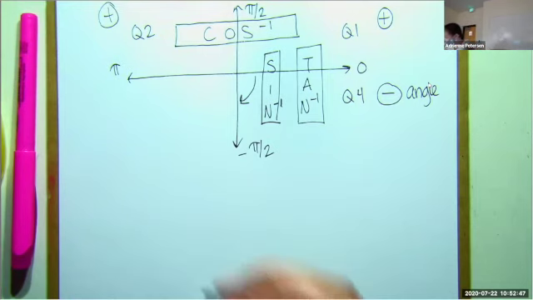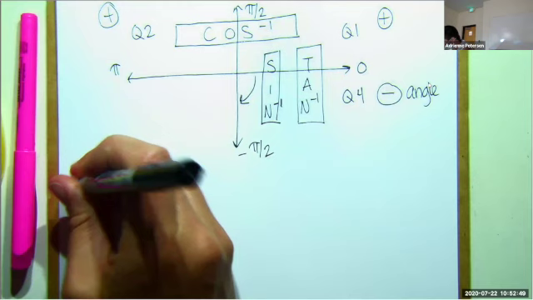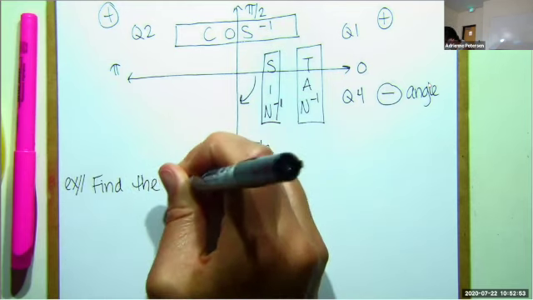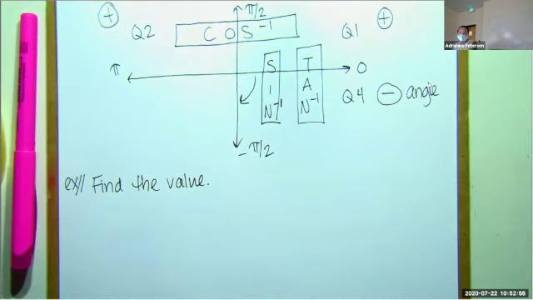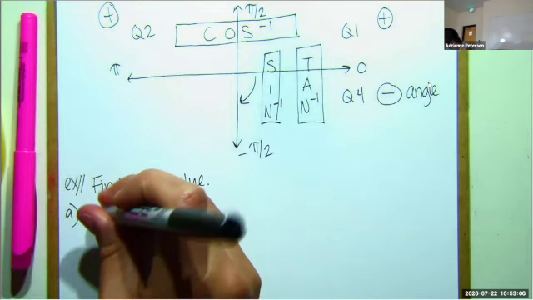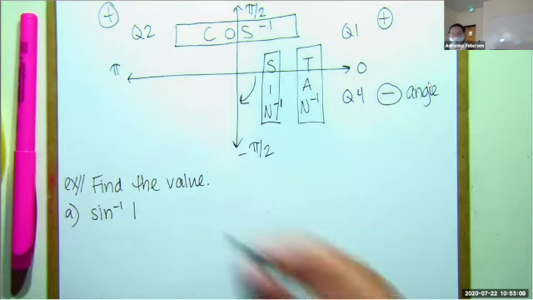So very first example here, we are asked to find the value. Again, on your homework, you might see some different wording. You might see the word evaluate. That still means find the value. So we'll do like 6 or 8 of these. So first one, let's find the value of inverse sine of 1.